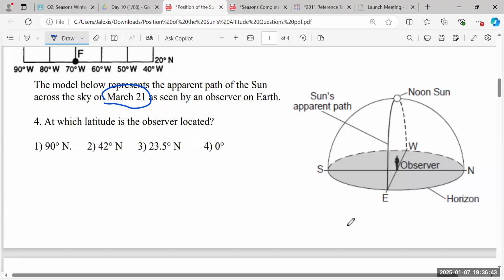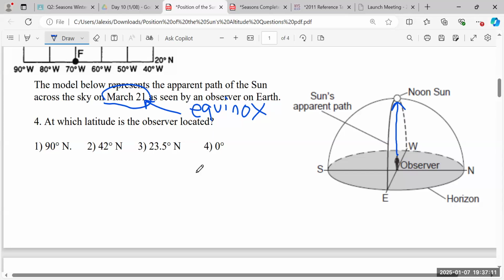So I see right now that the noon sun is directly over the observer's head, right? And I see that March 21st is also known as the equinox date, right? Fall and spring equinox, where the sun rises and sets the same. So which latitude is the observer located?